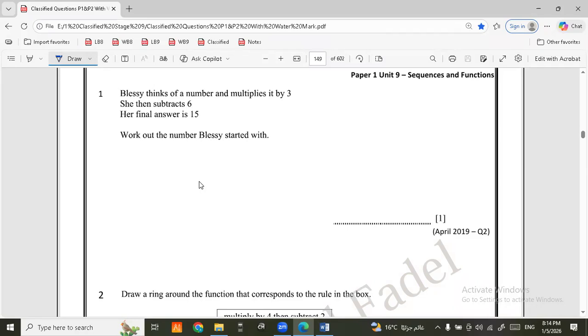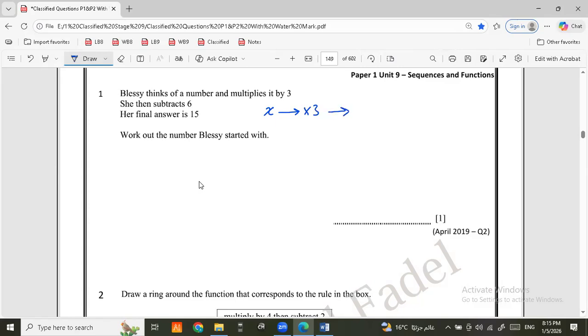The first question here says to you, Blassie thinks of a number and multiplies it by 3. She then subtracts 6. Her final answer is 15. Work out the number Blassie started with. If we think about this in an organized way, let's think about the number that she started with as x. What did she do to the number? She multiplies it by 3.